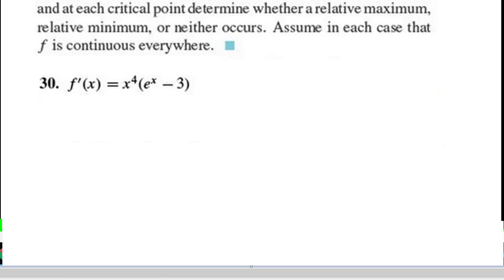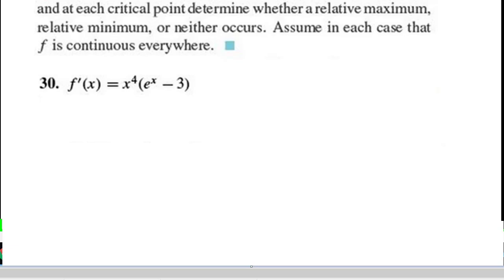More of the same. So use the given derivative to find all critical points of f, and at each point determine whether a relative maximum, relative minimum, or neither occurs. Assume in each case that f is continuous everywhere. Okay, so again, critical points are where the derivative is 0. We already have the derivative given to us. It's already factored for us.